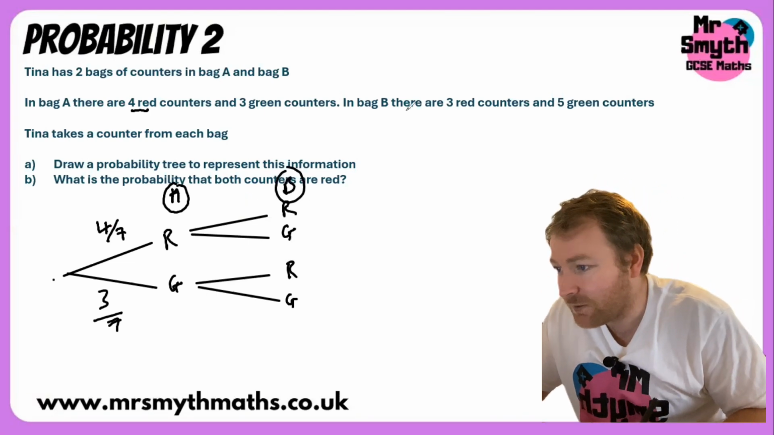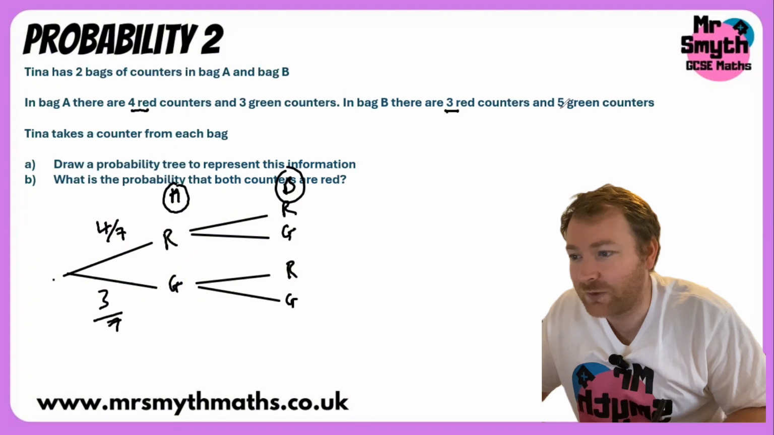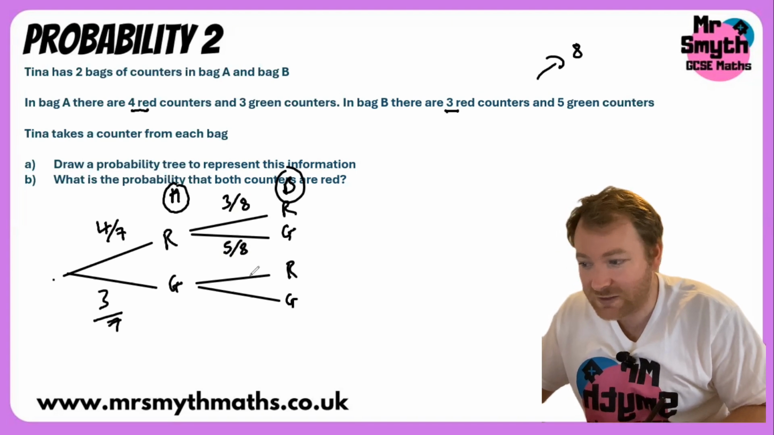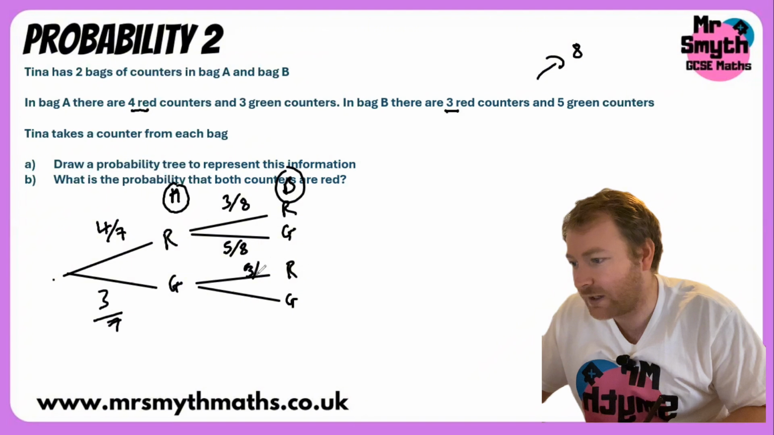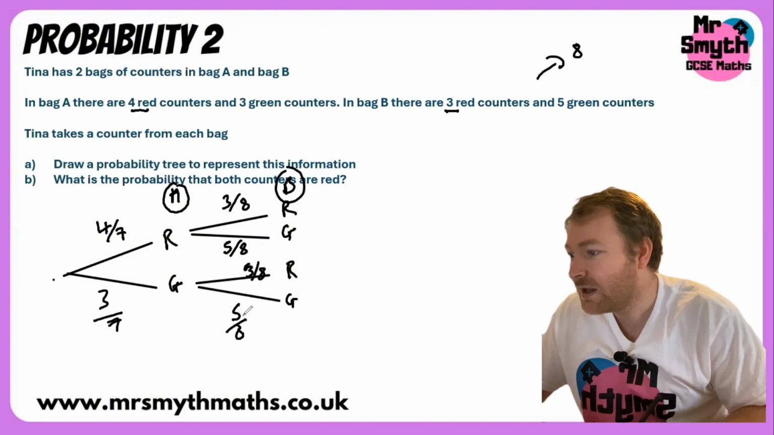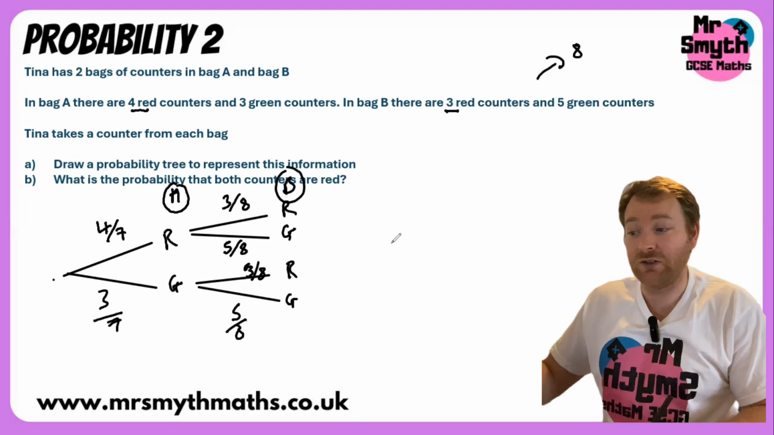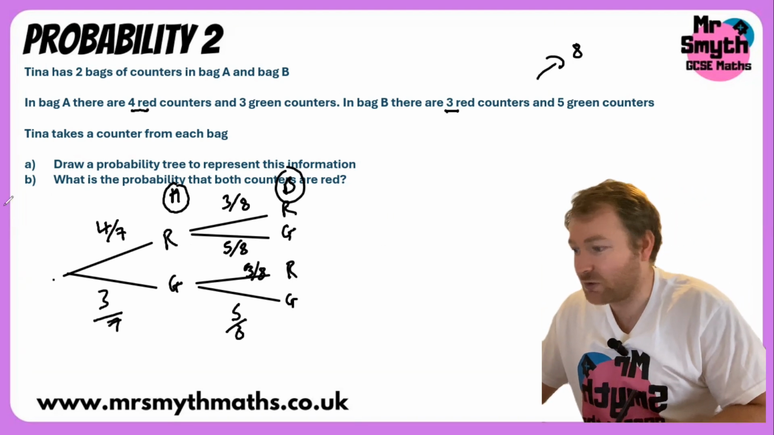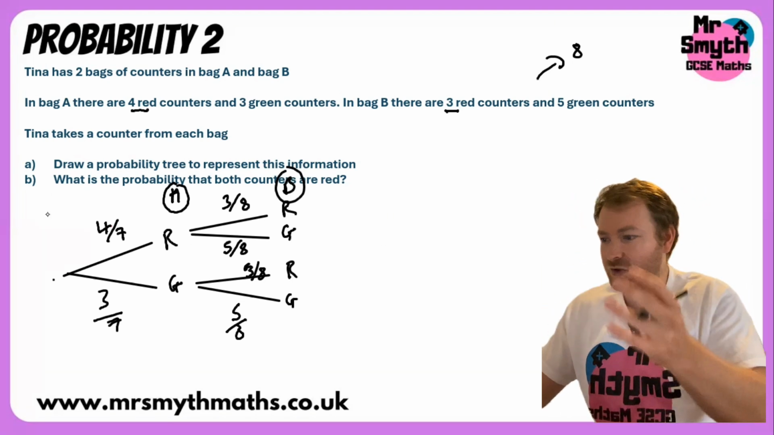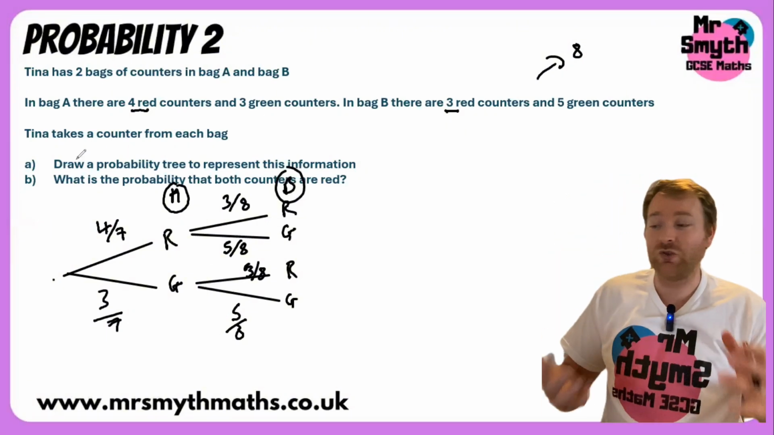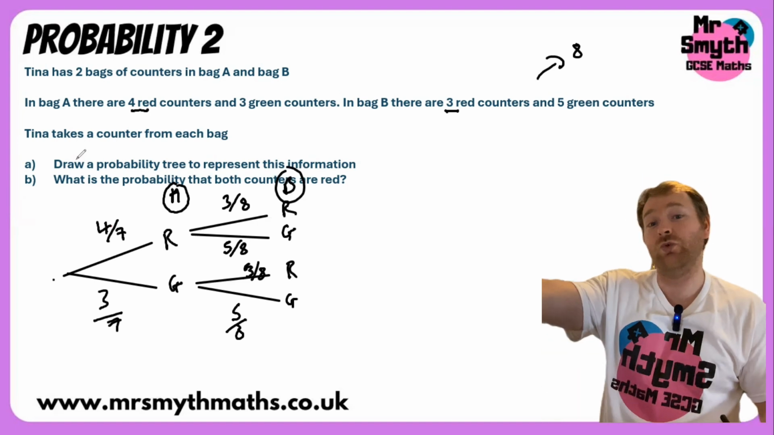So we know the red for bag B, 3 reds out of, well, there's 3 and 5 there, so that's going to be out of 8. So that's going to be 3 out of 8 for the red counters, which makes the green 5 out of 8. Same outcome on this one, so 3 out of 8 for this one and 5 out of 8 here. Now it says draw the probability tree diagram to represent this information. We've done that. We don't need to do anything else. We could work out some of the answers there if we wanted to, but we're just going to leave that because that's all it's asked us to do. Exam questions will say draw the probability tree diagram, and that's all we need to do.